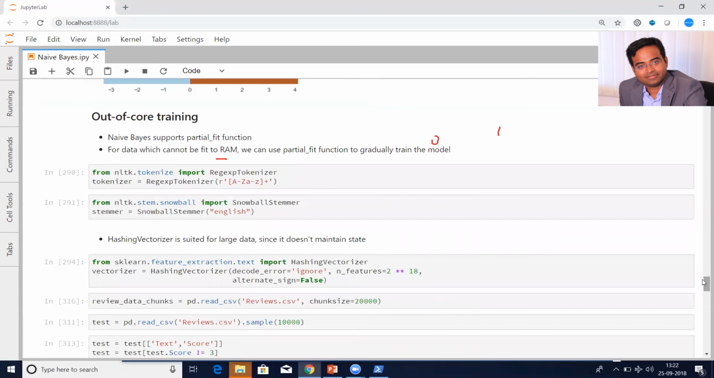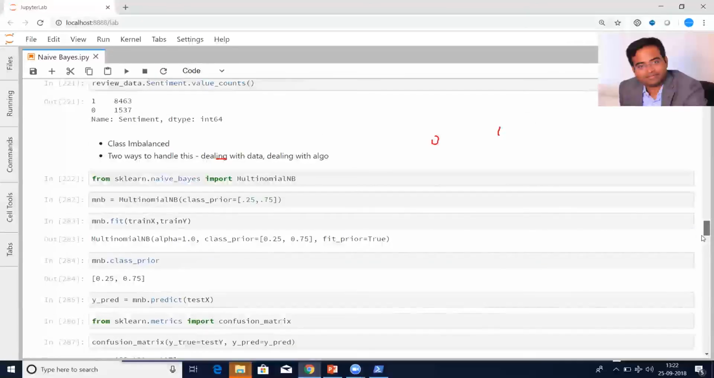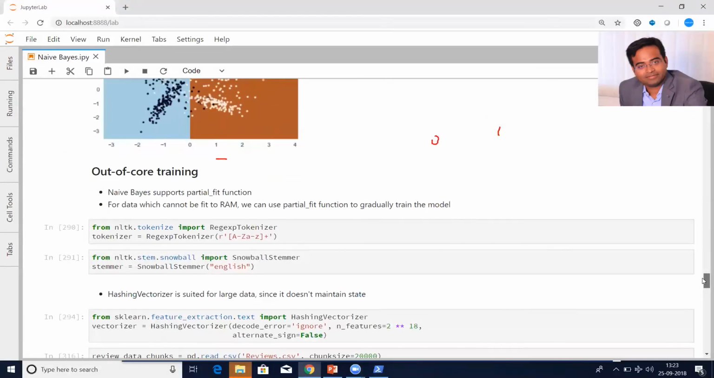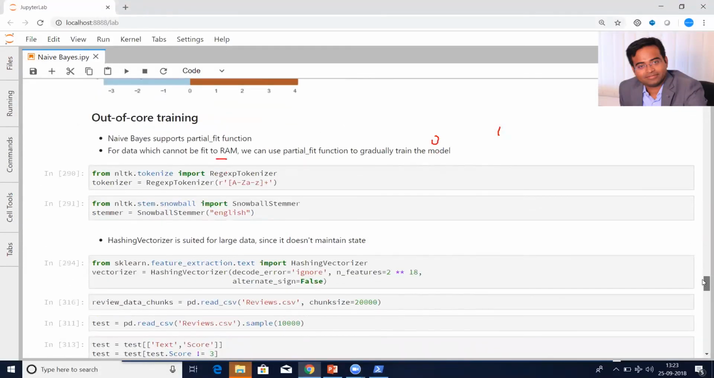As of now, whatever we have seen, all the data has to be in the RAM. And remember, in our previous example, I couldn't really run it with all the data, 5.5 lakh rows. It would hog my system, or it would not be possible to bring all the data into the RAM. So what is the other way to do out-of-core training, for data which is larger than your RAM can fit? As you have seen earlier in the regression chapter, we have partial fit. So partial fit is supported in naive Bayes.